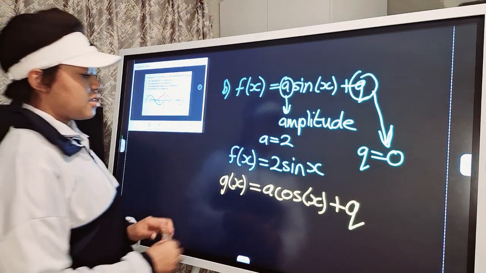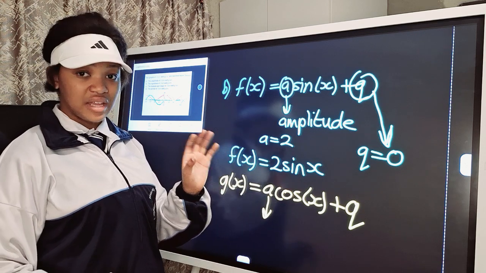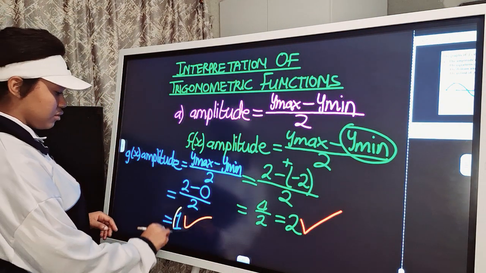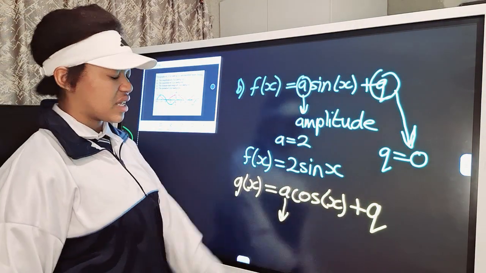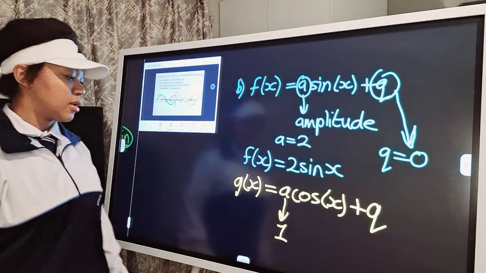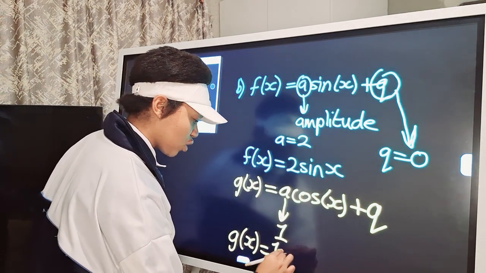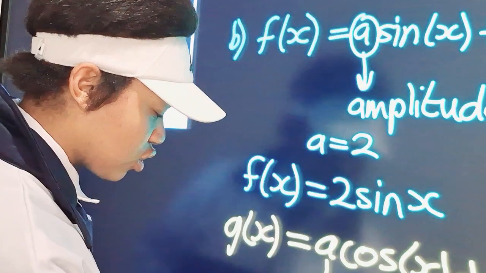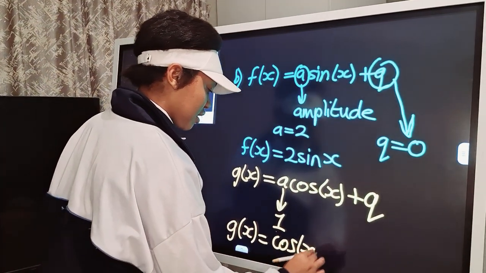Now, a, I say it's amplitude. Even when it comes to the cosine graph, a is still the amplitude. And our amplitude in this case for g(x) is 1. We calculated it to be 1. So since it's 1, we cannot write 1 cos x. Remember, when the coefficient is 1, you don't write it. If it's 1, you just write cos. So we just write g(x) equals cos x because the amplitude is 1.